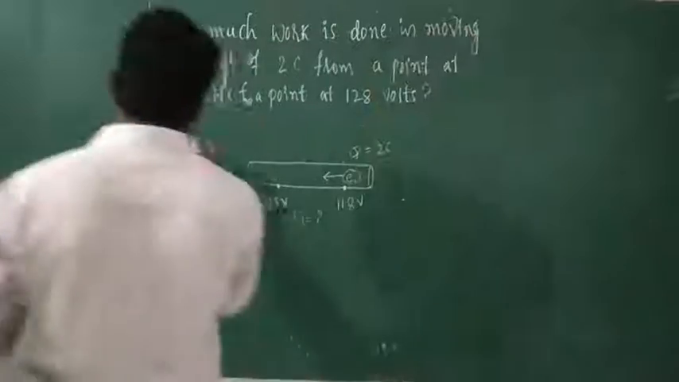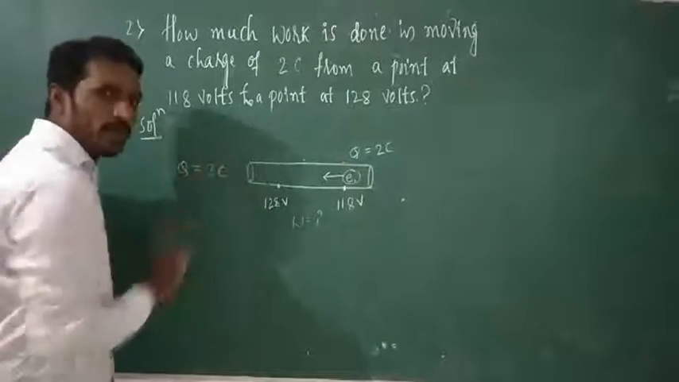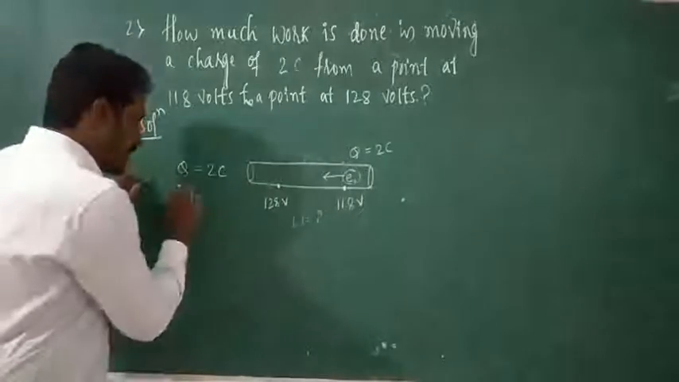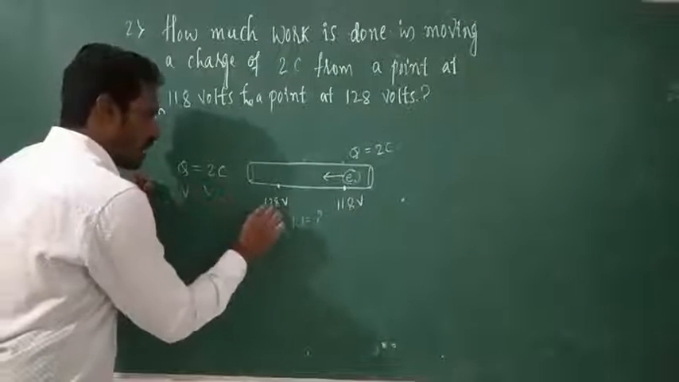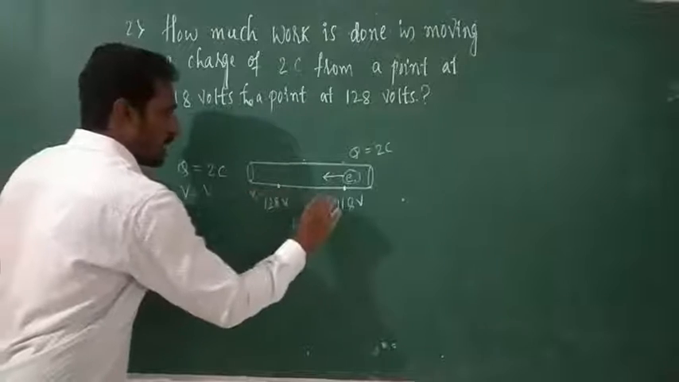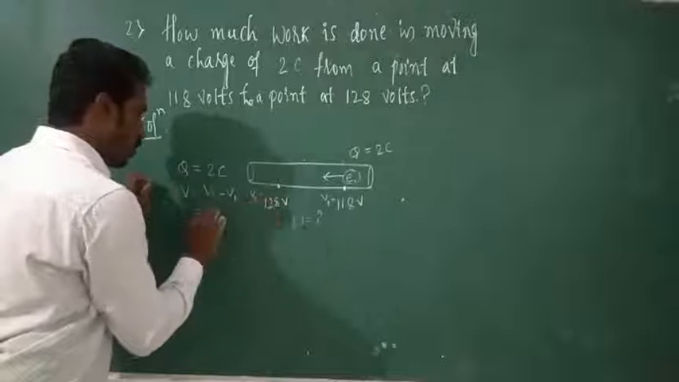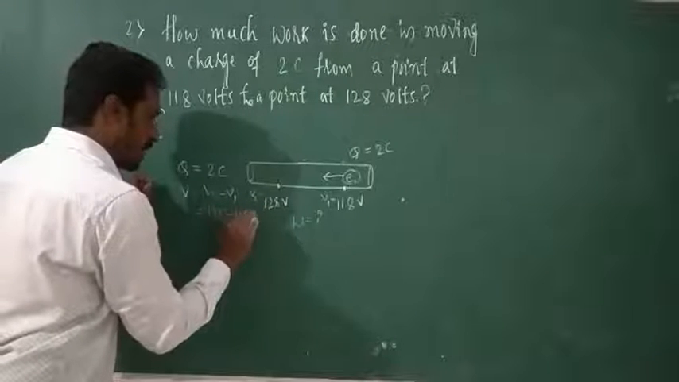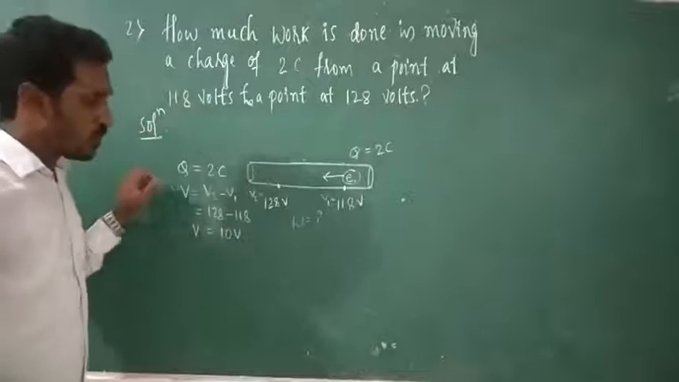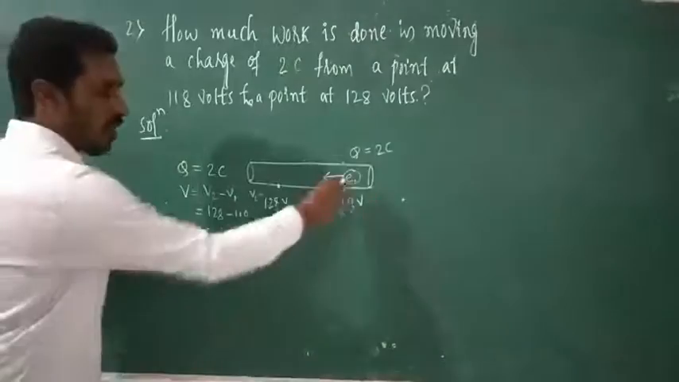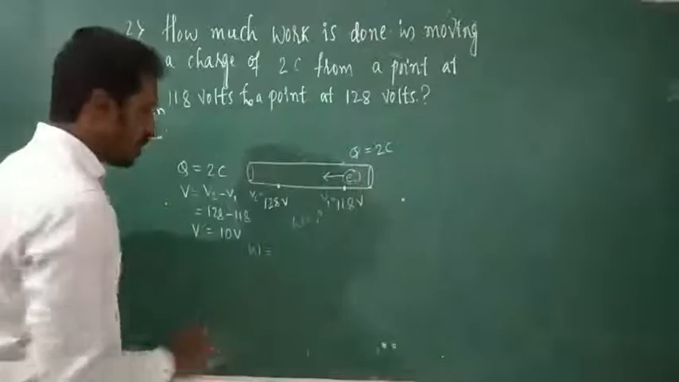Solution. Q is given as 2 coulomb. What is V here? There are two values of V, so we take this as V2 and this as V1. Higher potential minus lower potential: 120 minus 118, so V equals 10 volts. What we have to calculate here is the work done on this charged particle, given by W equals V into Q.